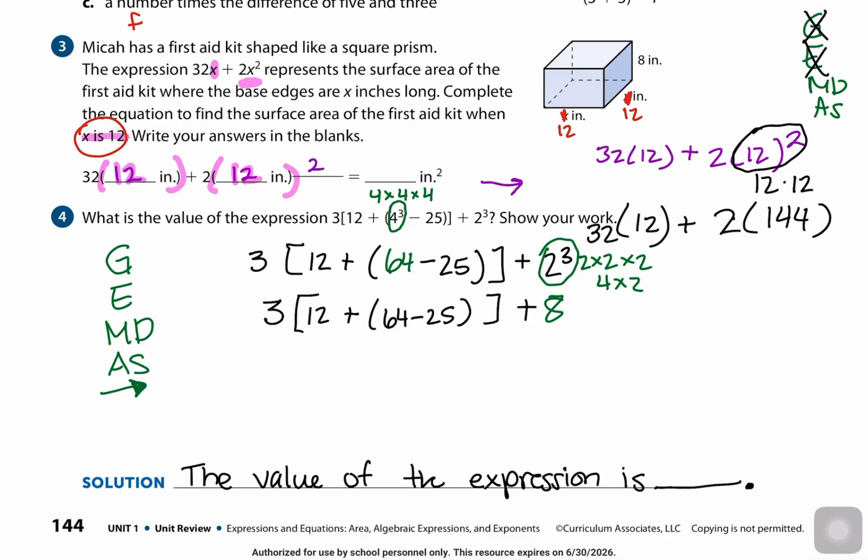You start from the inside, okay? Now we're continuing doing grouping symbols because this is a grouping symbol and this is a grouping symbol. We're doing what's the inside and work our way out. Then you deal with the inside, so you subtract, you rewrite, you add to 12, you rewrite, you multiply by 3, and then at last you add by 8. Okay, go ahead and finish that.